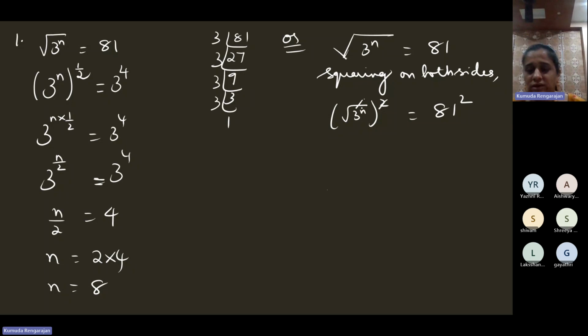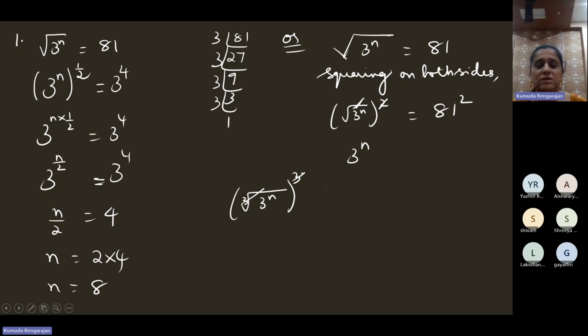Alright, so when the square root is squared, it's like the square root and the square, they get cancelled. So we have 3 to the power n. See, supposing you have cube root of 3 to the power n, the whole cubed. So the cube root and cube, they're opposite operations, right? Like plus minus, opposite operations.